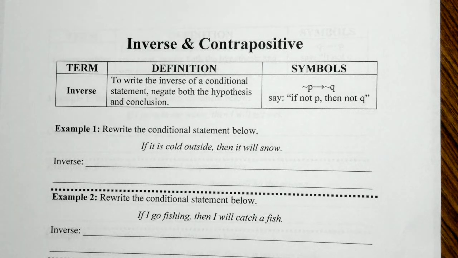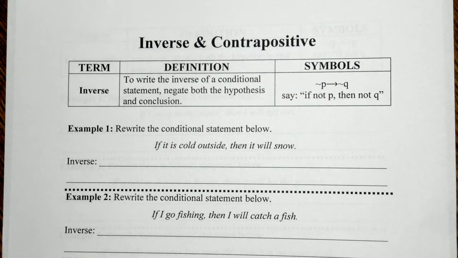So after talking about your conditional statement, if-then statement, we talked about the converse, where you just take the hypothesis and the conclusion, what's after if and what's after then, and you just switch the two of them around. Now we're going to talk first about our inverse, okay?